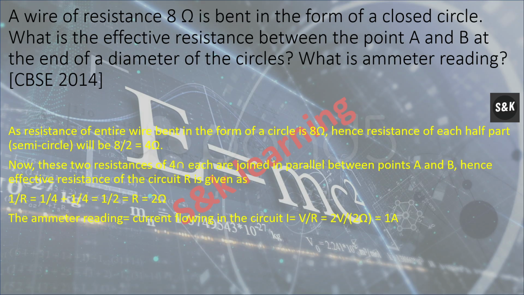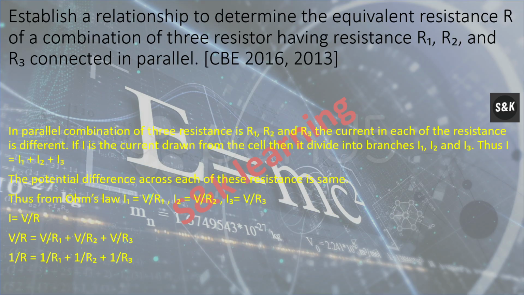Hence, the effective resistance of the circuit R is given as 1 upon R equals 1 upon 4 plus 1 upon 4 equals 1 by 2. So the resistance is 2 ohm. The ammeter reading equals the current flowing in the circuit, which is 1 ampere.